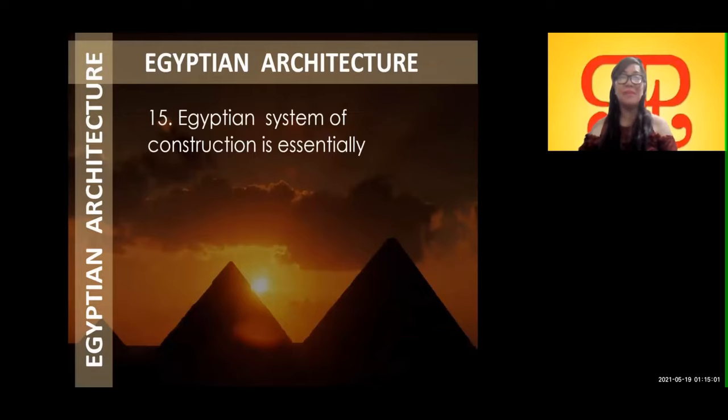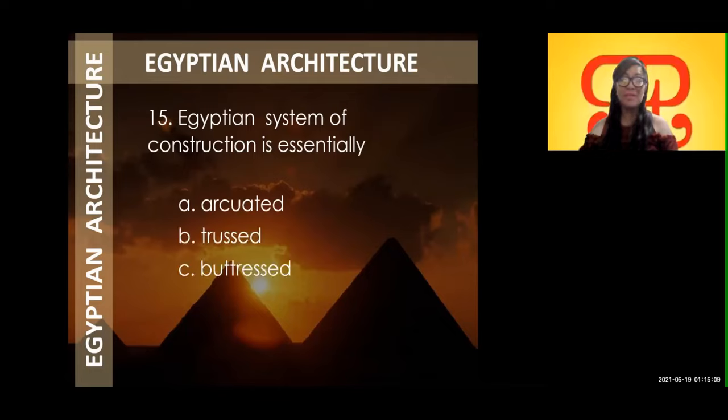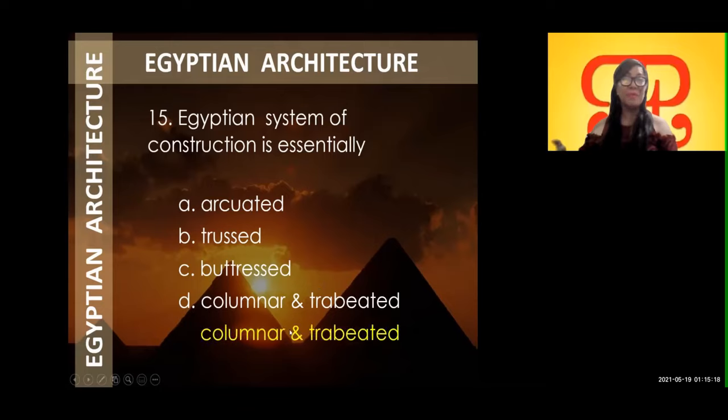Number 15. The Egyptian system of construction is essentially A, arcuated, B, trussed, C, buttressed, or is it D, columnar and trabeated? So the answer here is, it's columnar and trabeated. Yes.